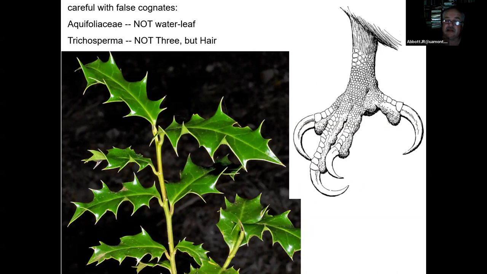Another example, trichosperma. If you know a little bit about roots, you might see the tri and think, oh, it has something to do with three. No, it turns out it has to do with trich.